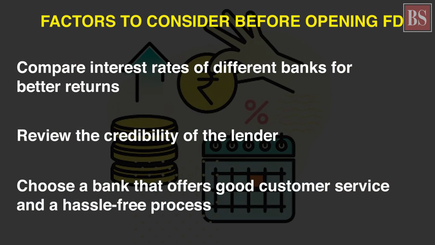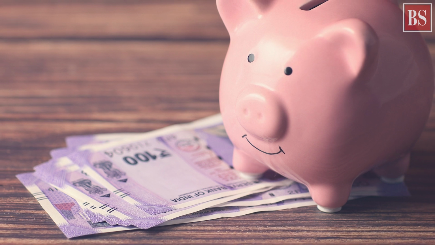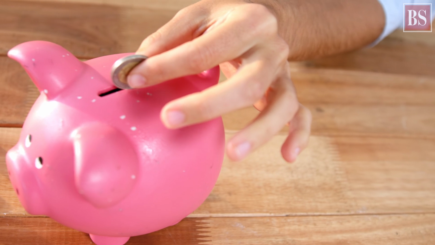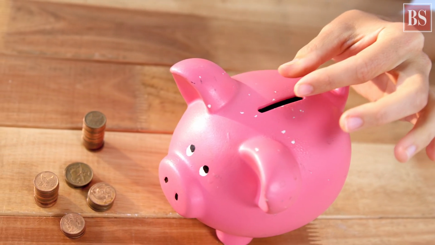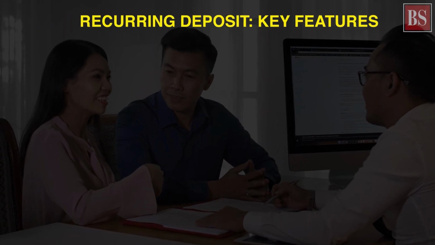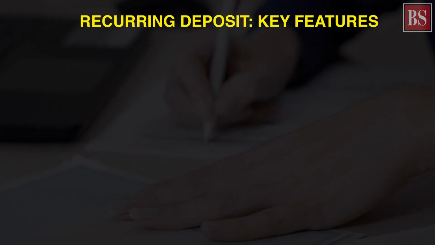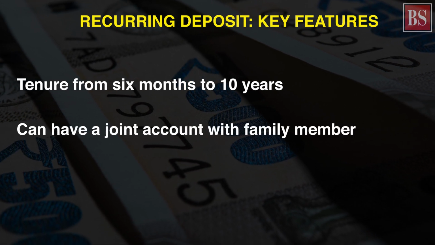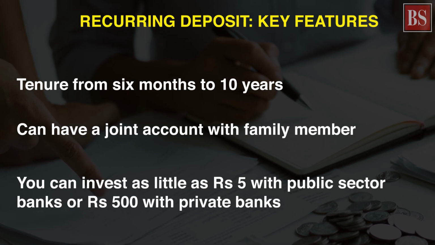Now let us see how different the RD is. An RD is a saving avenue that works like the systematic investment plan of a mutual fund. Here, a particular amount of money is deducted from your account every month and credited to your recurring deposit. You have to apply for a recurring deposit account and ask the bank to deduct the stipulated amount from your savings or current account every month. The investment tenure ranges from a minimum of 6 months to a maximum of 10 years. You can either have an individual account or apply jointly with any family member, even a minor.